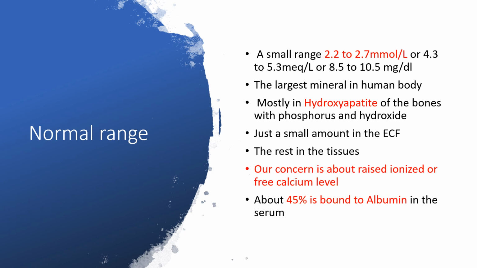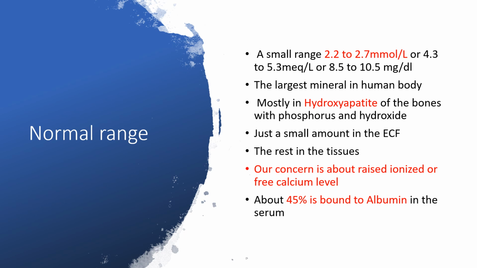The largest mineral in the human body is calcium, and mostly in hydroxyapatite of the bones, in addition with phosphorus and hydroxide. Just a small amount of calcium is in the extracellular fluid. The one in hydroxyapatite is very, very large, almost 97 to 98%. The rest are found in the tissues.